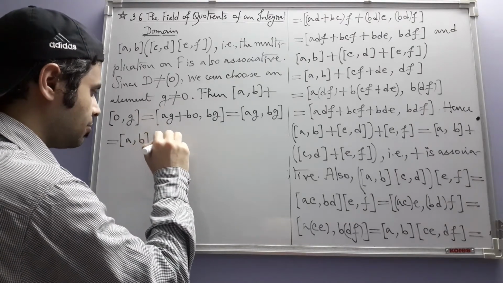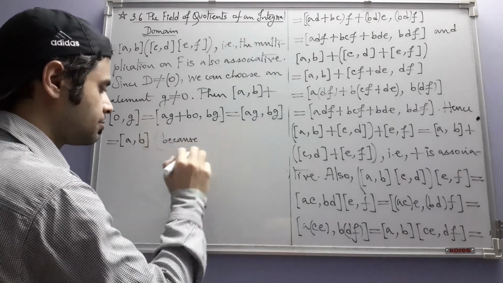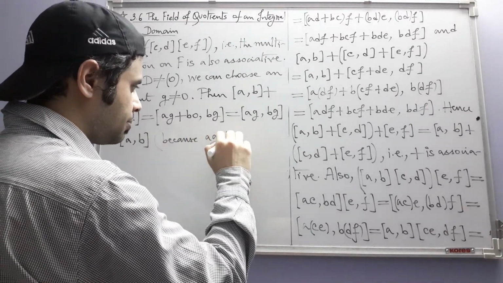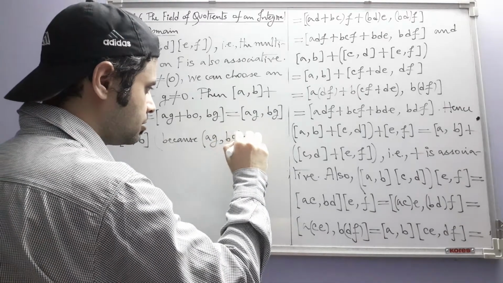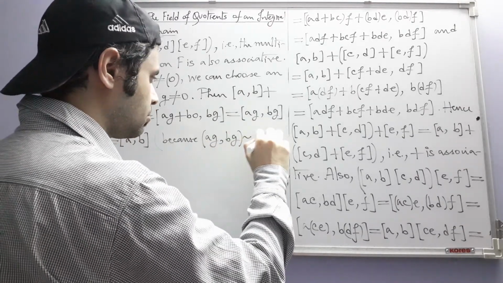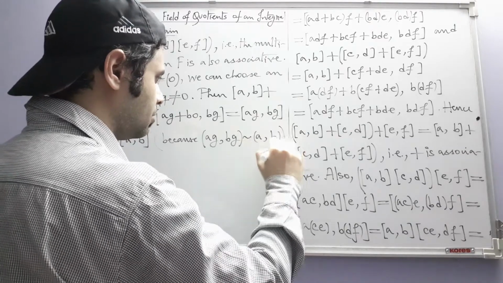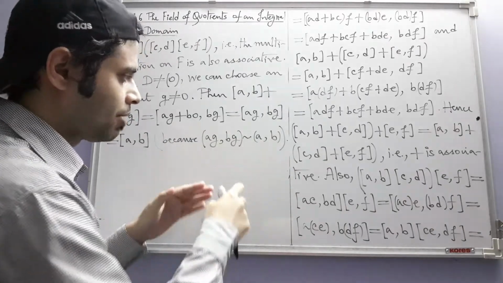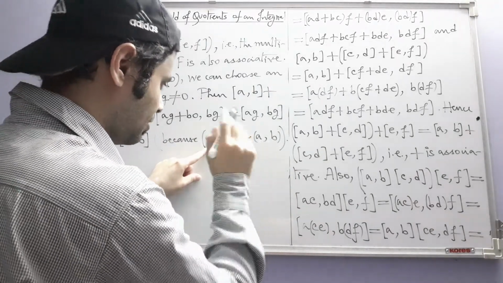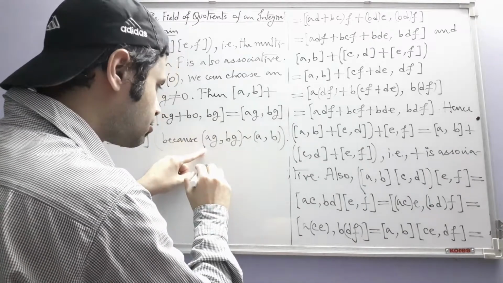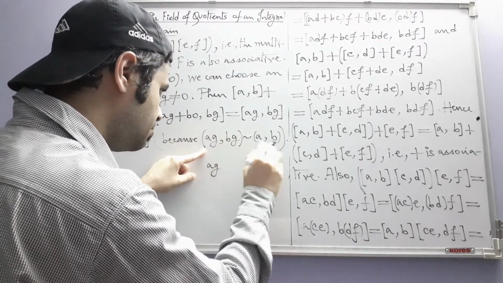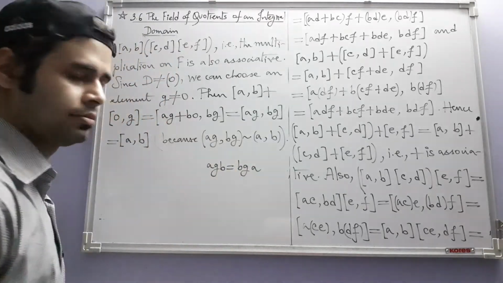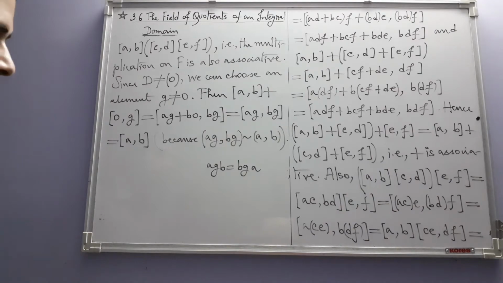You can write in brackets, within brackets, because the ordered pair (ag, bg) is related to the ordered pair (a, b). To see why this is true, you just have to apply the definition of the relation that we already had. This is true if and only if agb is equal to bga, and that is definitely true.